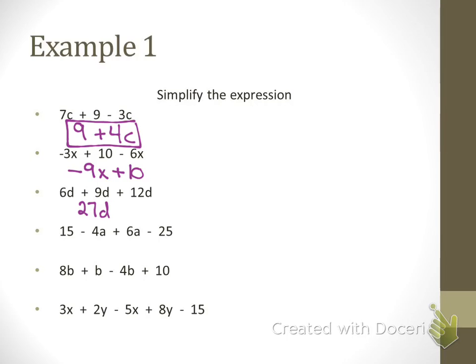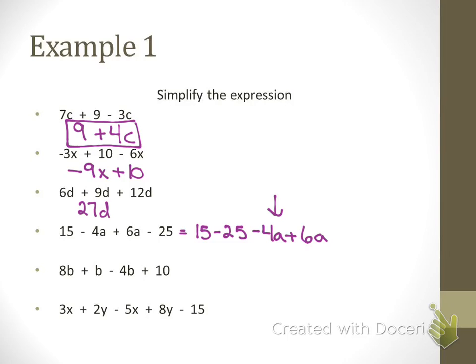Now, this is where I don't mind if you use your mental math, okay, but this is essentially what I'm doing. I'm using the commutative property to group my numbers together and my variables together. So 15 minus 25 minus 4a plus 6a. Have I done anything to change my answer? All I did here was I just rearranged them. That's it. Now, again, this step right here, you don't necessarily have to do, but this is what I'm doing mentally, okay? I'm grouping my numbers and grouping my variables together so I can simplify.